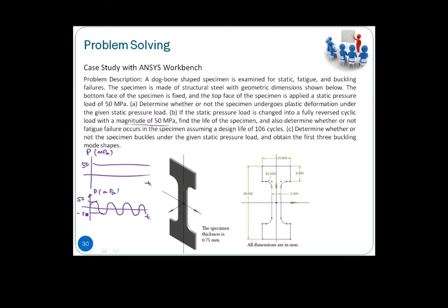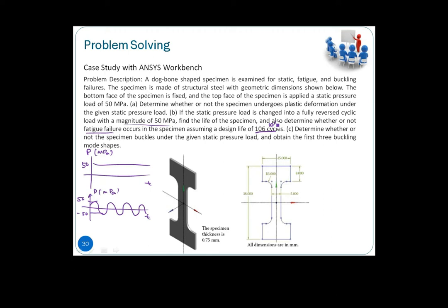Because now it is a cyclic or dynamic loading, we want to determine whether a fatigue failure will happen or not. Of course, we have to define how many cycles are considered a failure. Usually it is 10 to the power of 6, 1 million cycles. Above 1 million cycles is what we call infinite life. So we have to set that. Anything below 10 to the power of 6 is considered a fatigue failure.